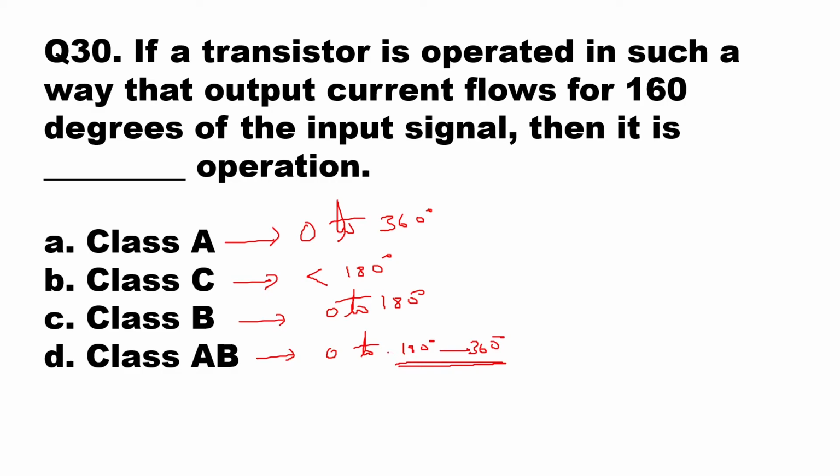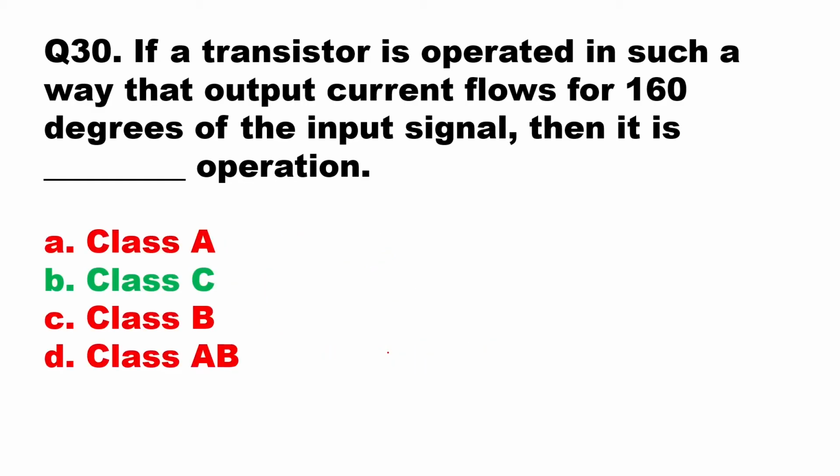Okay, now in this question, we have been asked that if a transistor is operated in such a way that the output current flows for only 160 degree, so it is less than 180 degree. So less than 180 degree is class C operation. So your option B will be the right answer, class C operation. So here you can see the answer B is the right answer.